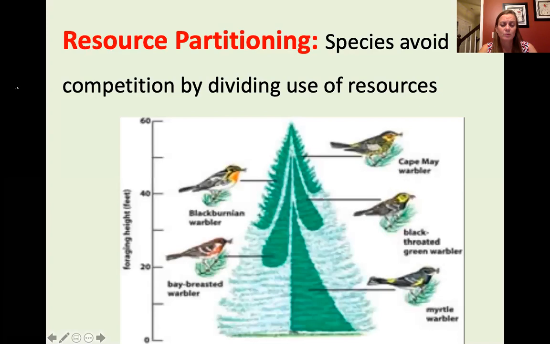So when we talk about resource partitioning, this is when multiple species avoid competition by dividing use of resources. So if we look at these 5 different warblers, they all live in the same type of tree, and they all eat the same food. But by occupying different parts of the tree, they all have space for nesting. So they're dividing their resource use, and they're not out competing one another. They're not going to interfere with one another's ability to survive and to continue thriving.